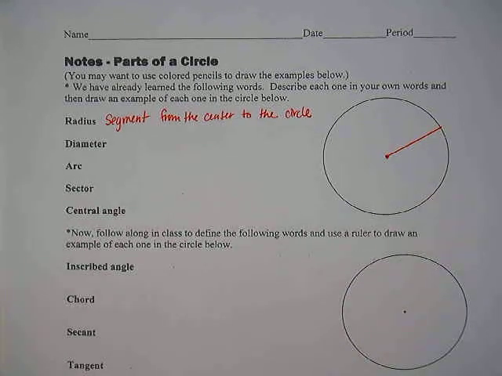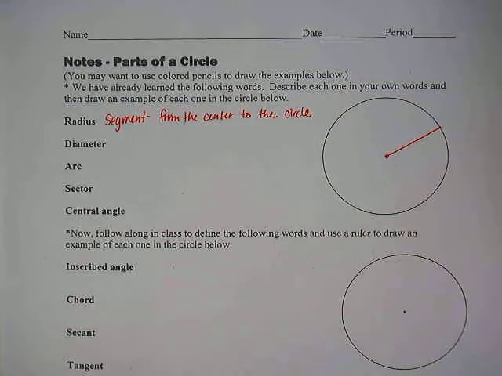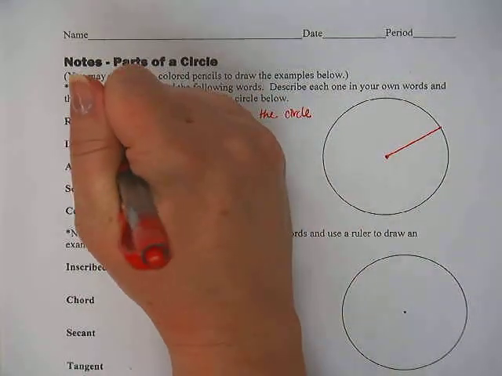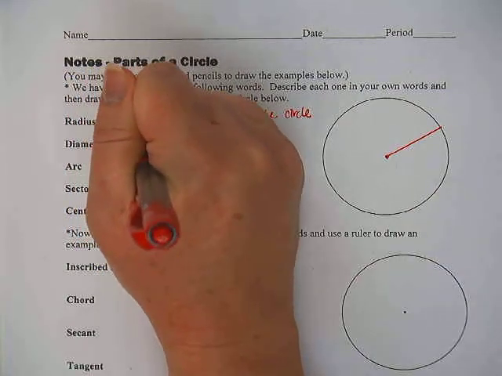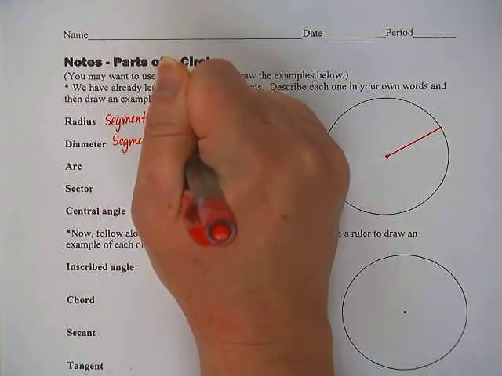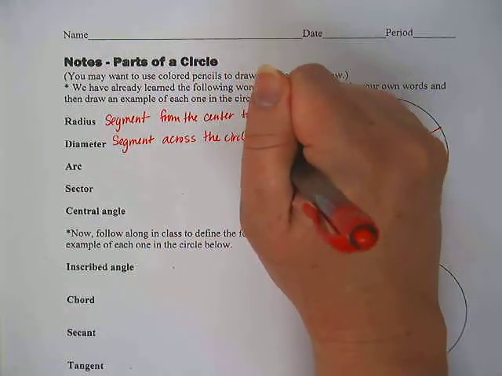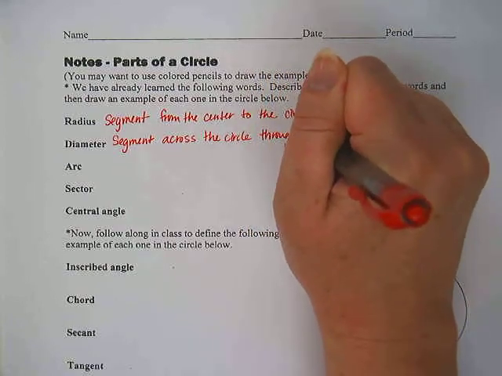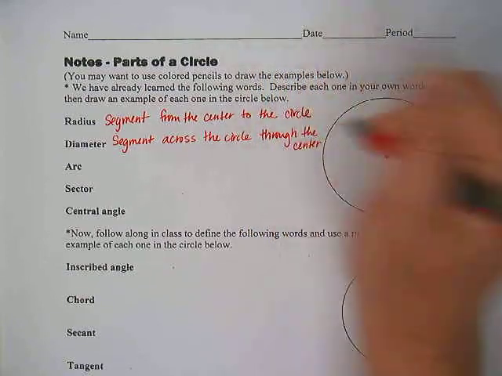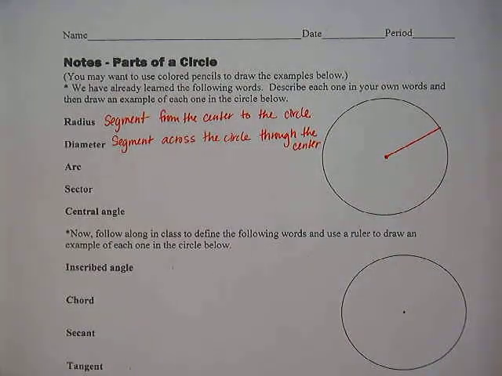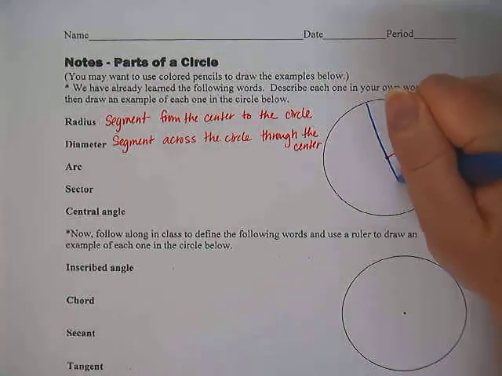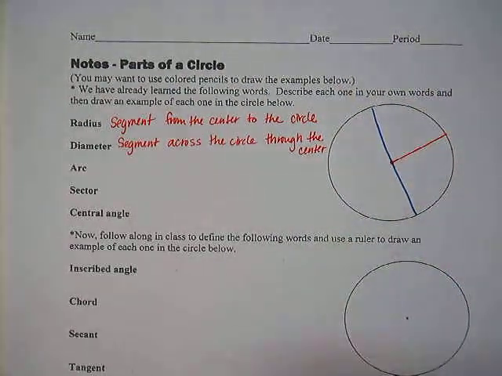So also, instead of calling a diameter a distance across the circle at the center, at the widest point, we're just going to call a diameter this time. Today we're going to refer to a diameter as a segment across the circle through the center. Okay, so if we have a segment that goes all the way across instead of just halfway, that's a diameter, right?